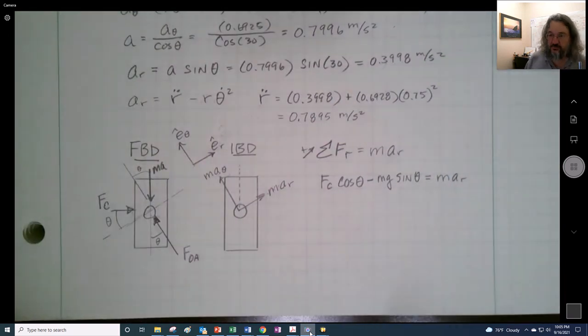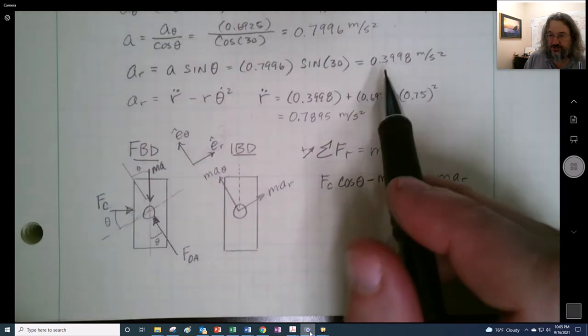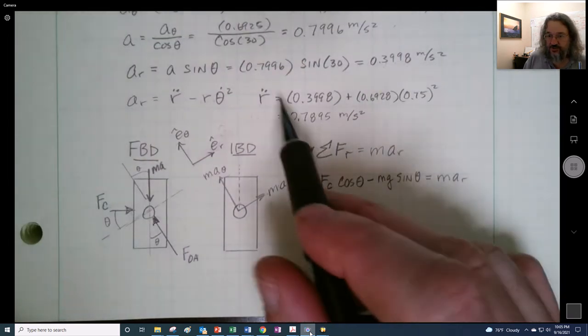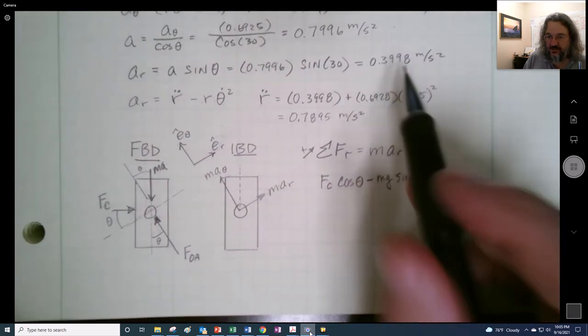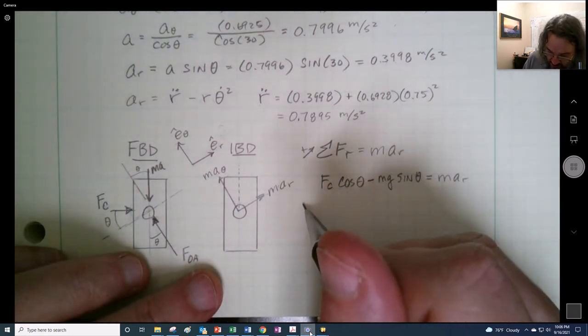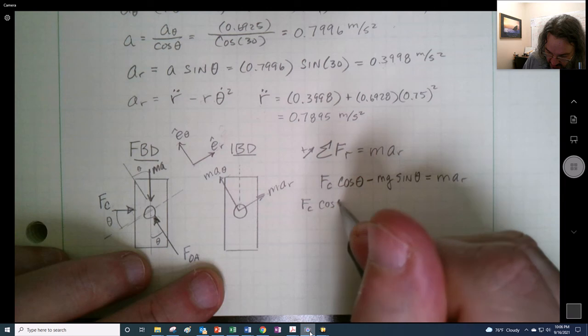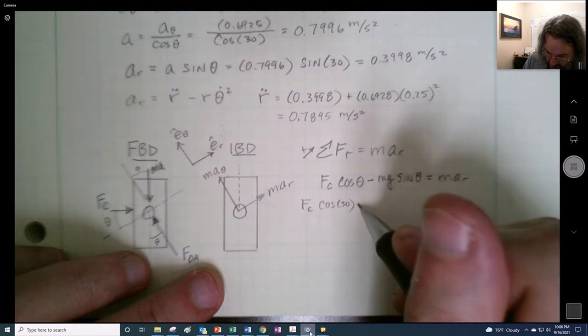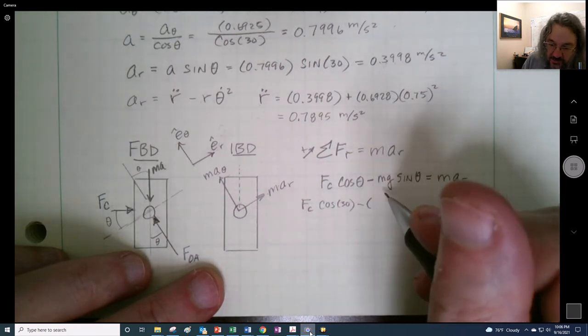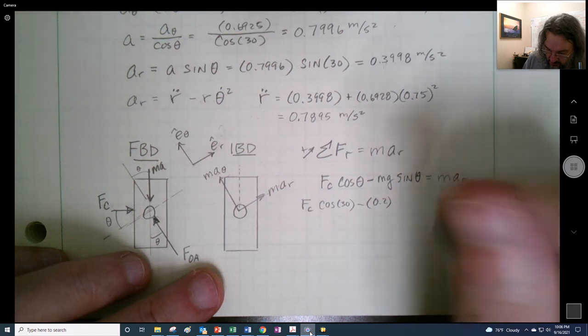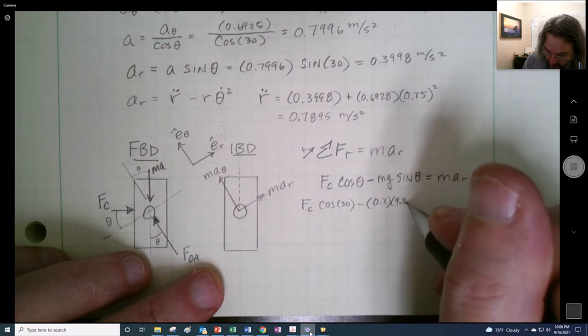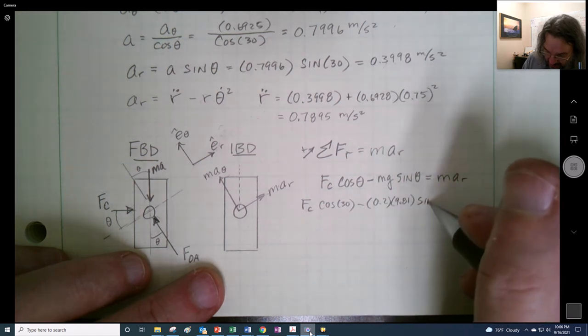m a_r, which is just this full thing, right? We didn't need to find that, so we just need this guy. So we still can find FC from this. It's going to be the cosine of 30 degrees minus, and the mass of this is 0.2, 9.81, sine of 30.